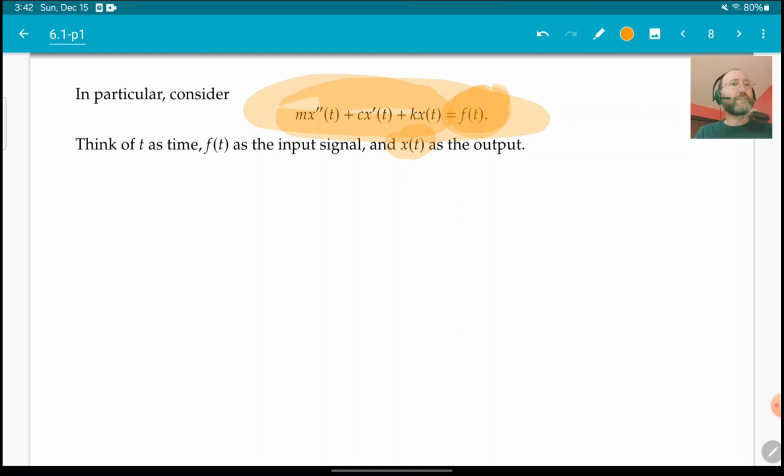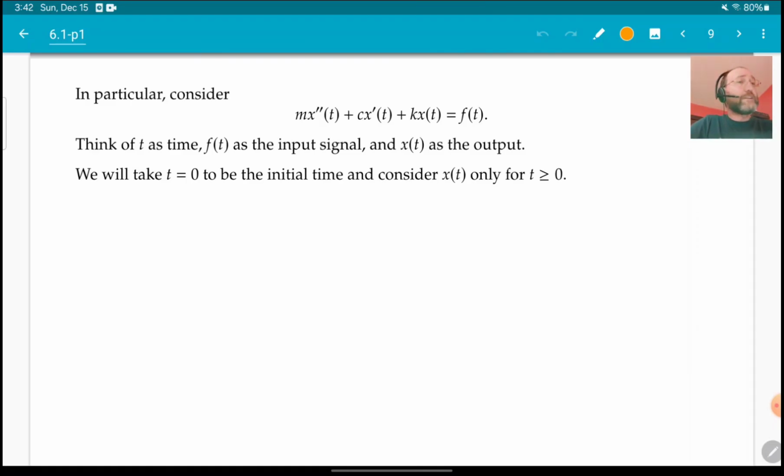So you can think of this equation as a sort of black box that eats an input and gives you an output. It eats f of t and gives you x of t. That's the way we're going to think about it, and that's going to make a lot more sense as we move on.